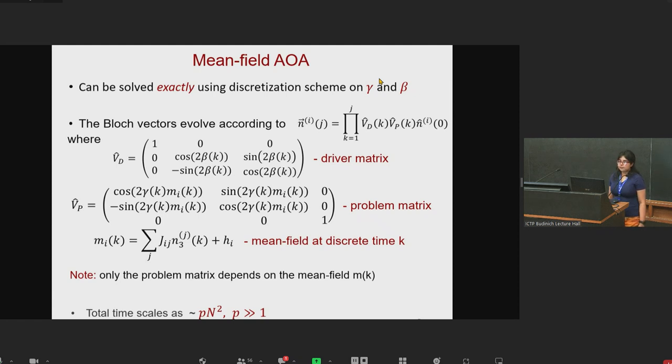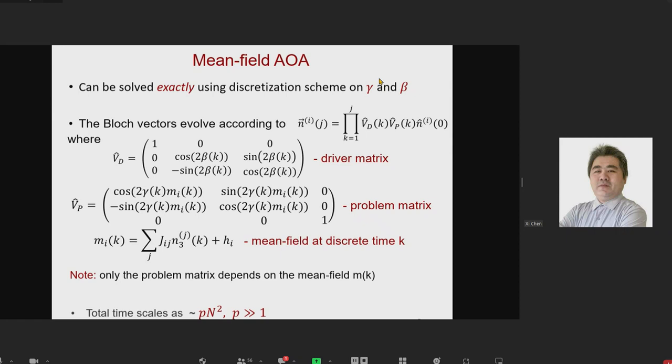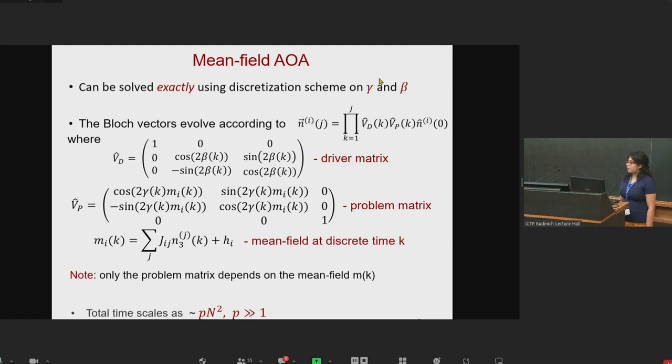Now we calculate the mean field at every discrete instance of time for each spin. As you see from these formulas, only the matrix that corresponds to the problem depends on the mean field, but not the matrix that corresponds to the driver. Our polynomial time algorithm has a time complexity of p times n squared, where p is the number of steps and n is the number of spins. Since we have a classical algorithm, we don't have any obligation to keep p small. We take p to be 10,000, 20,000, or whatever we want. Our main goal was to keep this algorithm polynomial time, not how large p really gets.